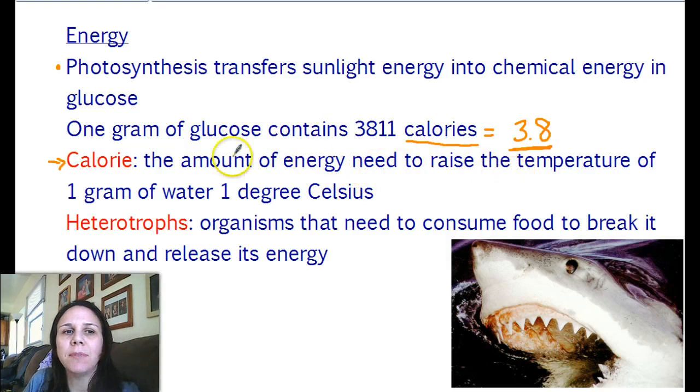Because we have to eat our food and eat our calories, we are called heterotrophs. Just like the plants were autotrophs because they can make their own food, we are heterotrophs, which means we have to go eat our food. We cannot make our own food. This little guy right here, the little goldfish in his mouth, that is a heterotroph.